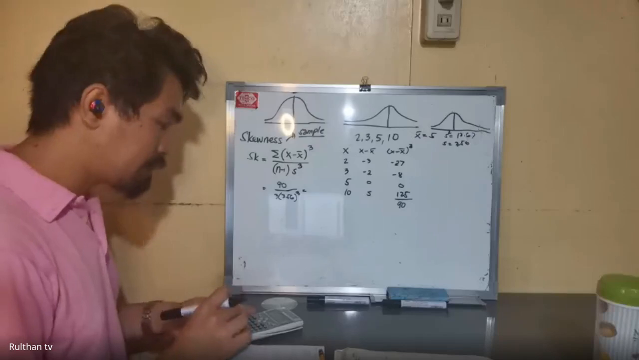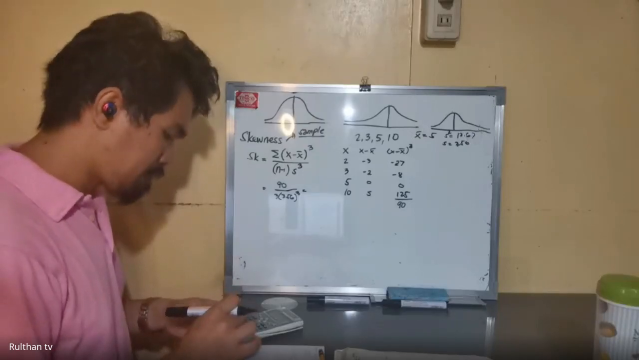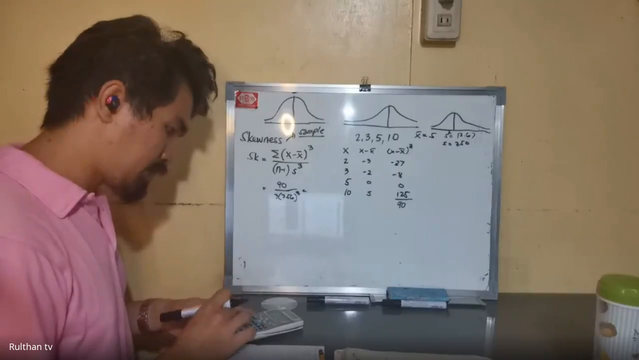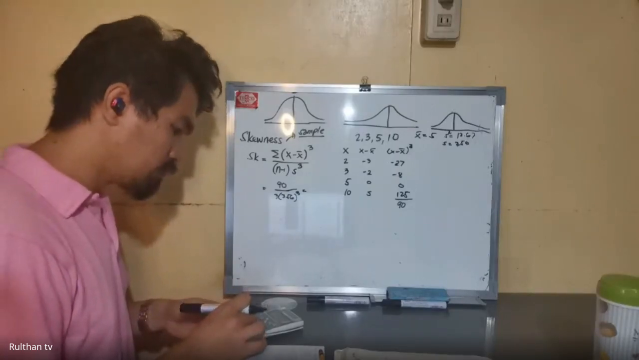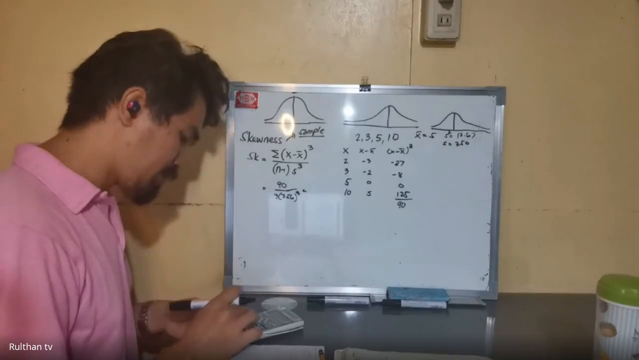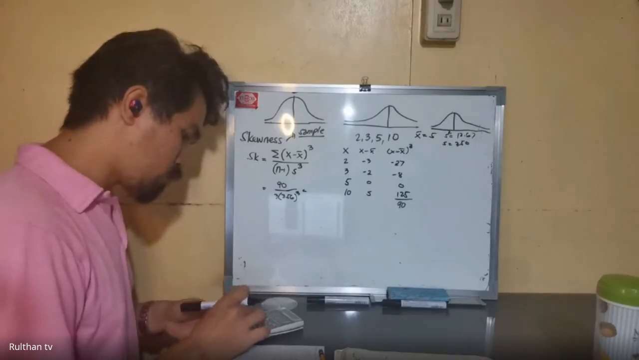What's your answer? Three times 3.56 cubed.